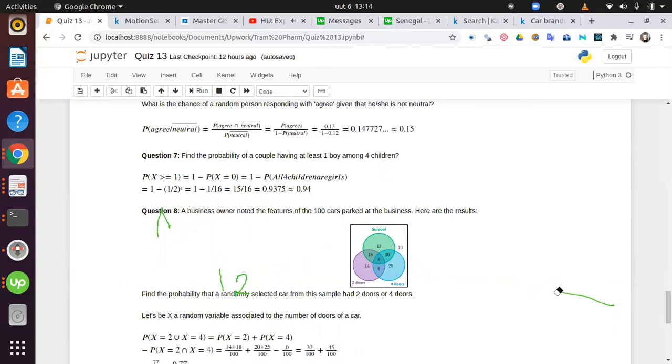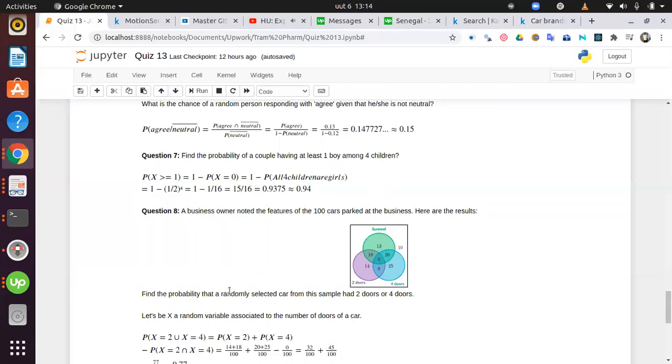You can move to the next question. Okay, Question 8. A business owner noted the features of the 100 cars parked at the business. Here are the results. There are 3 sets: a set of cars with sunroof, a set of cars with 2 doors, and a set of cars with 4 doors. And there's an intersection with these sets.